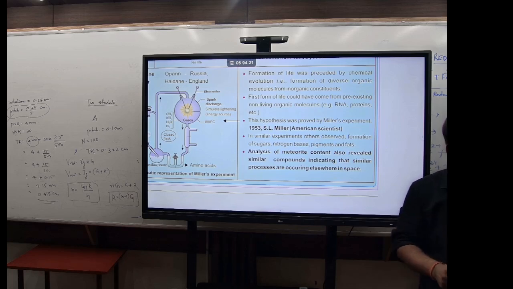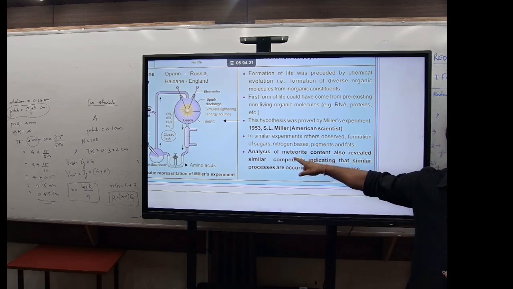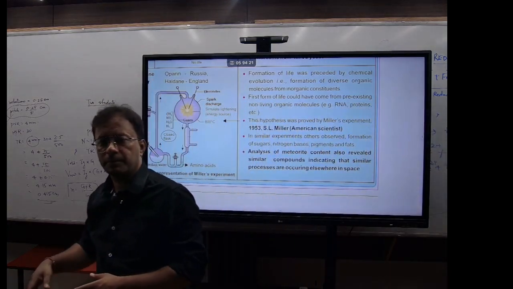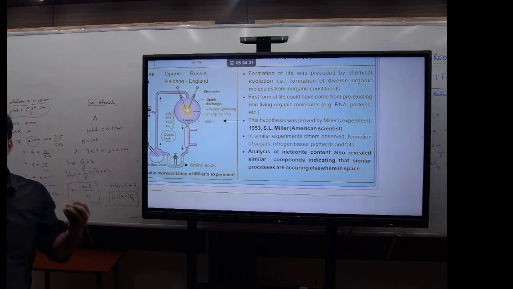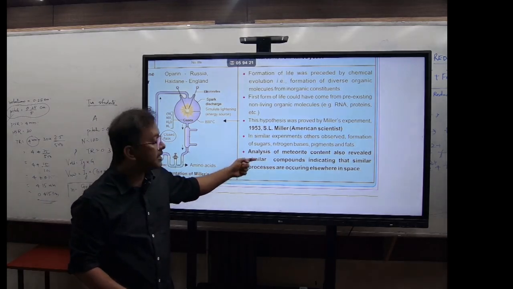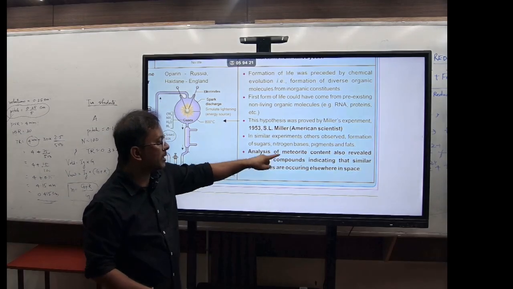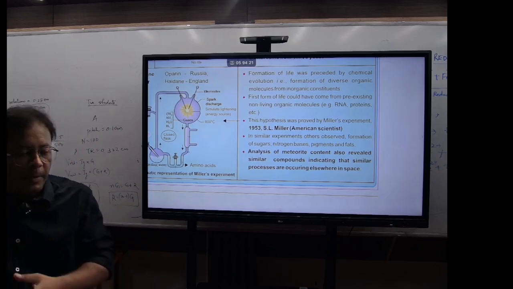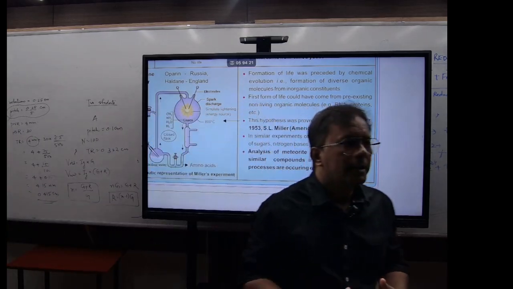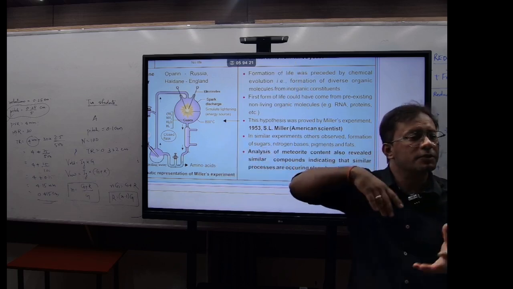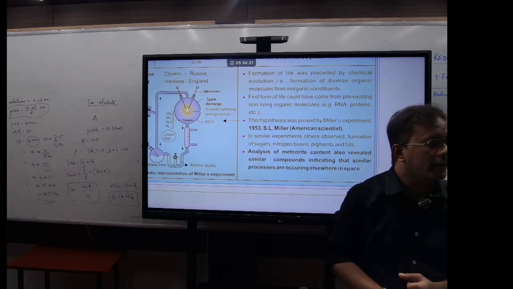Get the point? And one more evidence to prove the chemical evolution comes from the meteorites. These meteorites are coming from elsewhere in the universe and falling on the earth. When we analyzed the content of these meteorites, they found that they contain the same compounds, suggesting that similar processes are occurring elsewhere in space. Maybe some other planet, maybe thousands of light years away from the Earth, has the same kind of reactions.